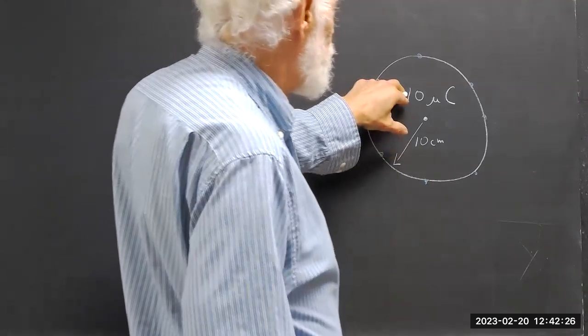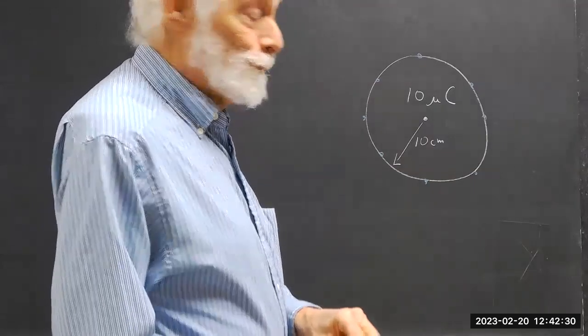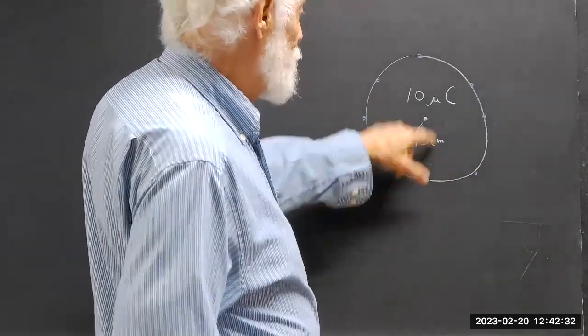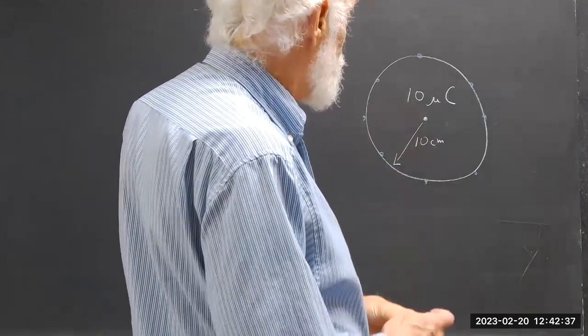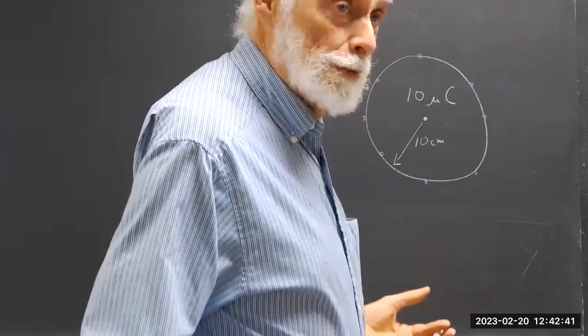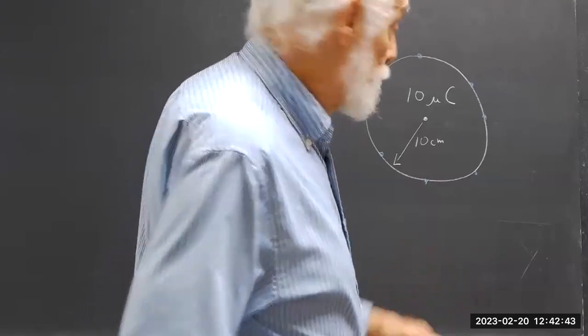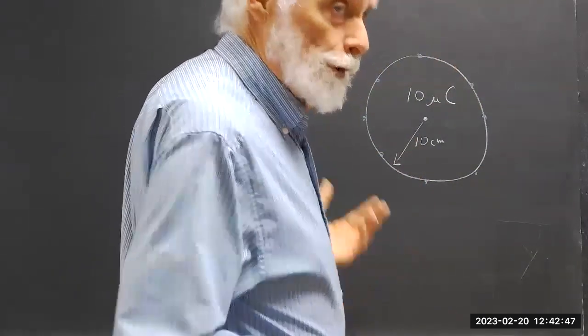Okay, so we've got 10 microcoulombs at the center. That's actually a pretty big charge. And a 10 centimeter radius. What we want to do is sketch vectors that show the direction of the electric field and relative magnitude at every point around it. Well, to sketch those vectors, we don't need to do any calculations. Just sketch them, they're all radial.